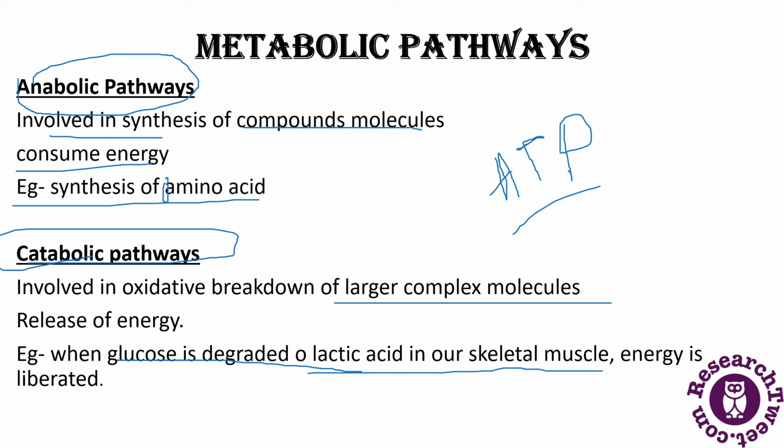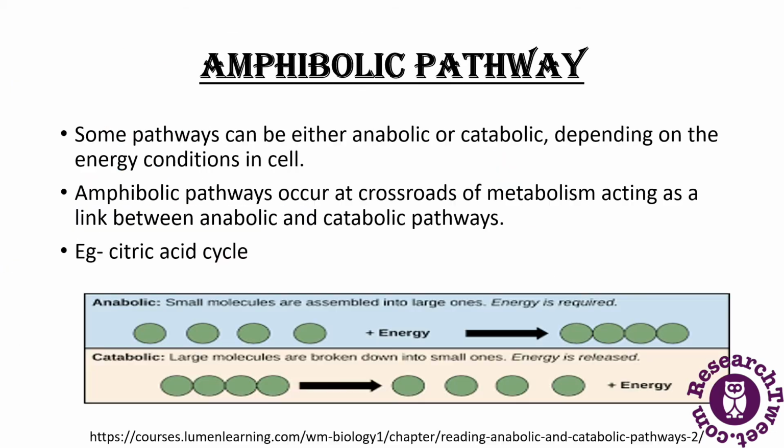Okay. Some of the pathways can be anabolic also, and catabolic also. Depending on the energy condition in the cell, they are referred to as amphibolic pathways. When pathways can be either anabolic or catabolic, they are referred to as amphibolic pathways. They occur at the crossroads of metabolism, acting as a link between anabolic and catabolic pathways. The example here is the citric acid cycle, which is also known as the Krebs cycle.